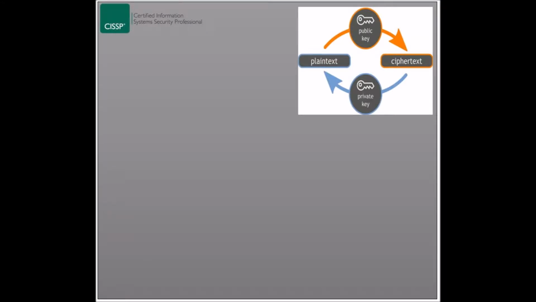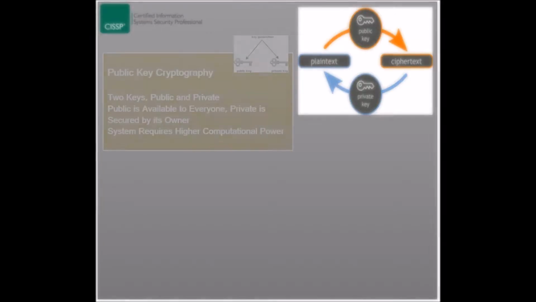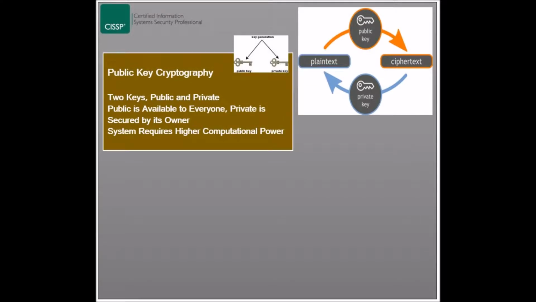To solve the issue of key distribution in symmetric crypto systems, the public key system, also known as the asymmetric system, was introduced. In this system, each user or participant in the communication holds two keys, one public and one private. The public key is available to anyone who wants to communicate with this particular user, while the private key is kept safe and secure with the user.